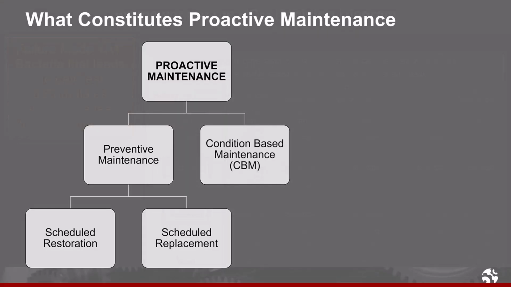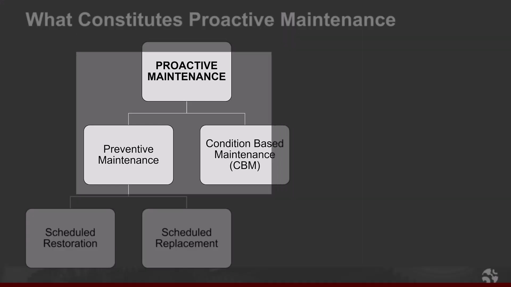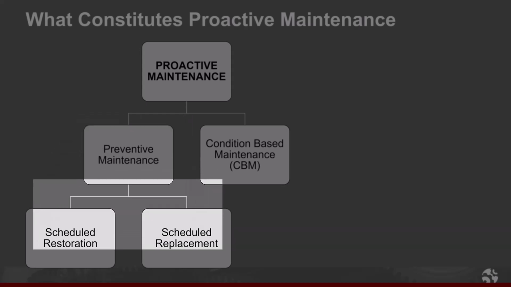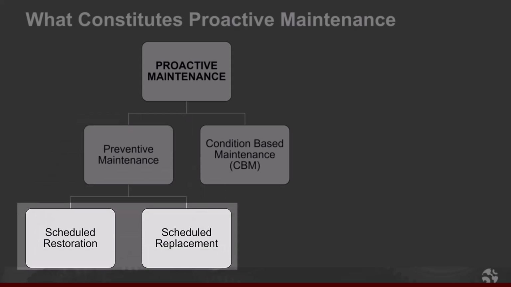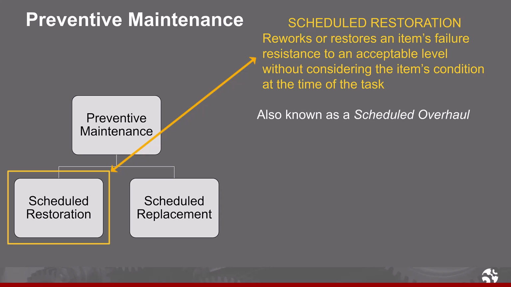In the context of reliability-centered maintenance, proactive maintenance includes preventive maintenance and condition-based maintenance. Preventive maintenance includes scheduled restoration and scheduled replacement tasks. A scheduled restoration task reworks or restores an item's failure resistance to an acceptable level without considering the item's condition at the time of the task. A scheduled restoration is also known as a scheduled overhaul.